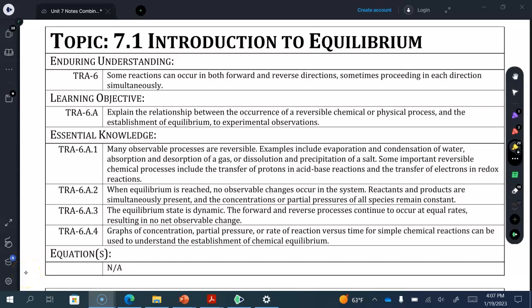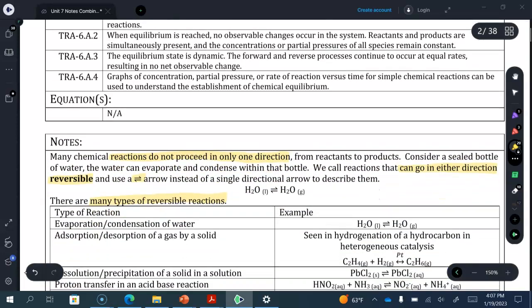Hello everyone, welcome to topic 7.1, Introduction to Equilibrium. By the end of this, you should be able to explain the relationship between the occurrence of reversible chemical or physical processes and the establishment of equilibrium to experimental observations.